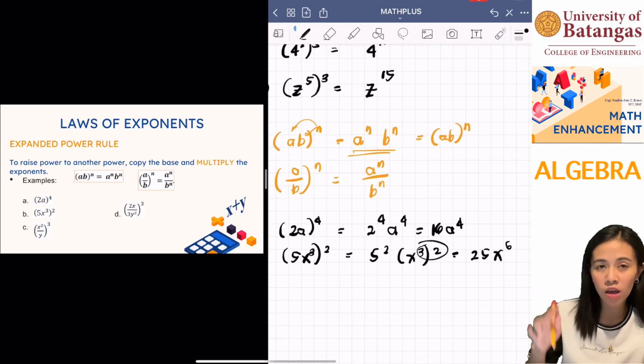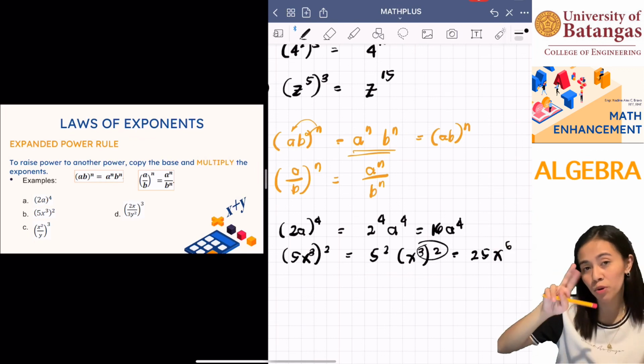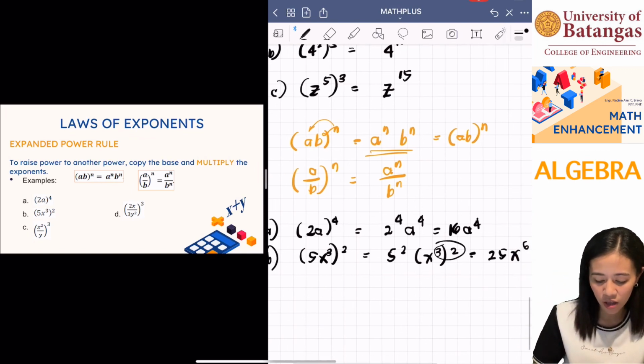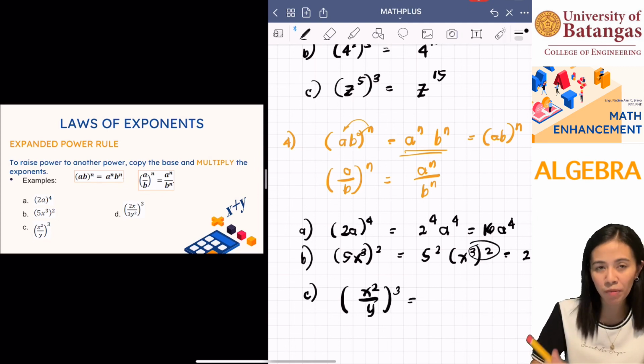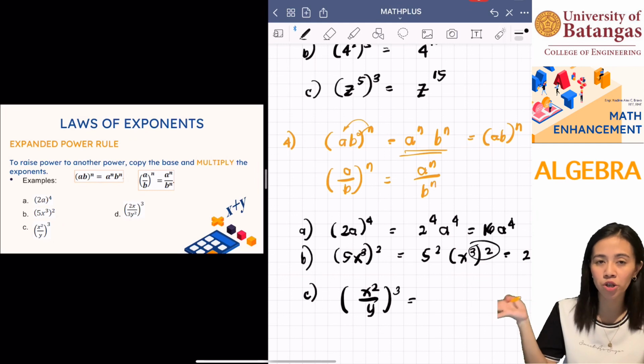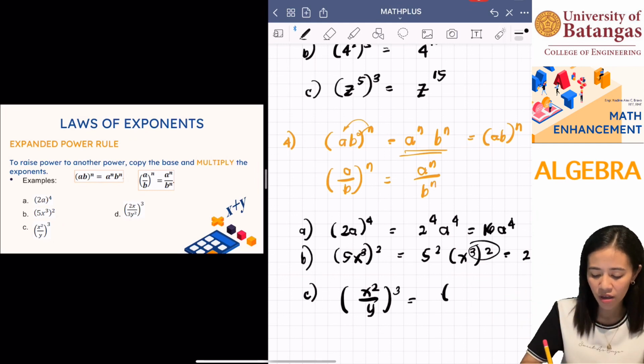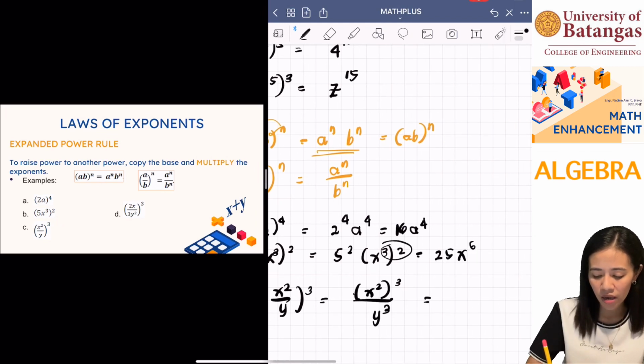I-apply mo ngayon yung power rule natin kanina that you multiply the exponents. And then, letter C, you have x squared over y, quantity cubed. So, expanding or applying or distributing the exponents outside. So, you have the x squared, your numerator cubed, all over your denominator cubed. So, simplifying again, that would be x raised to 6 ulit. So, you multiply this all over y cubed. That would be our answer.